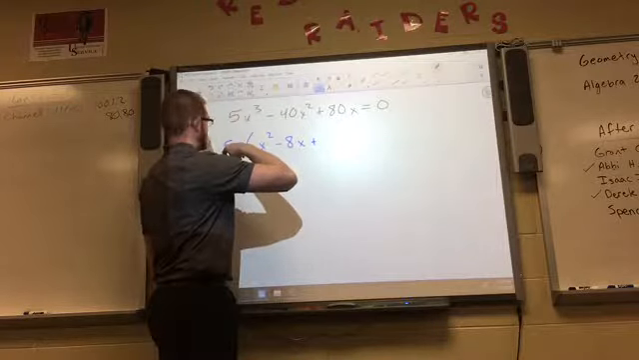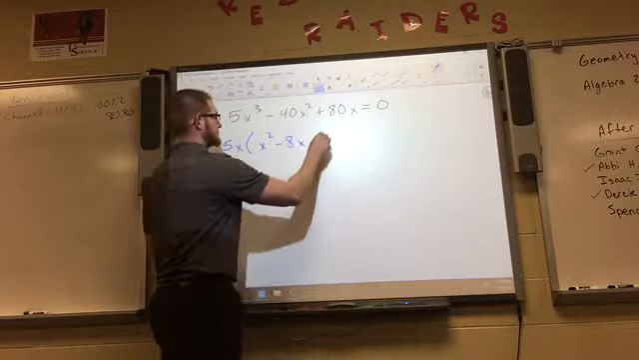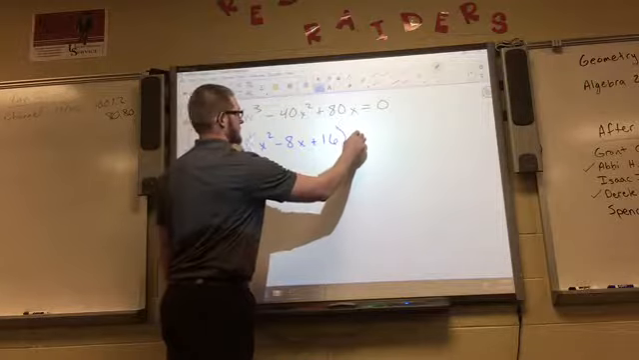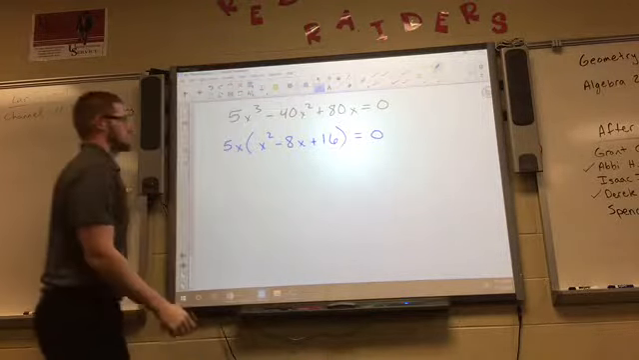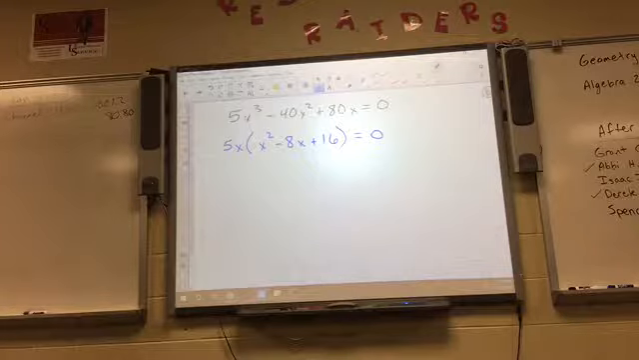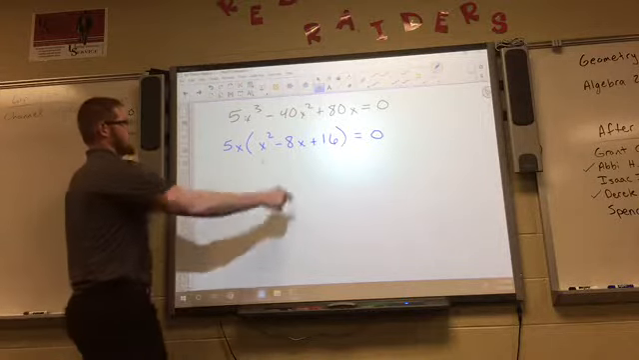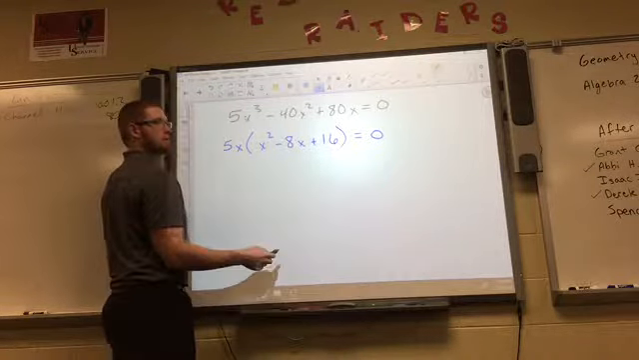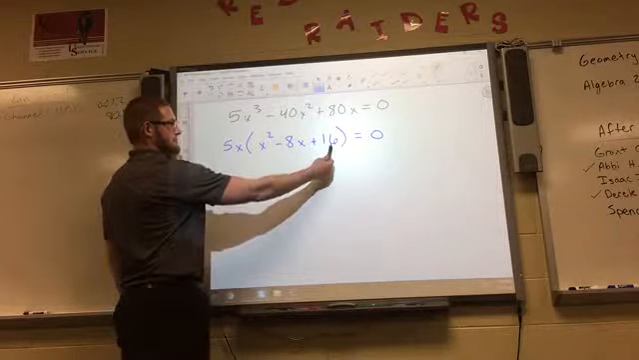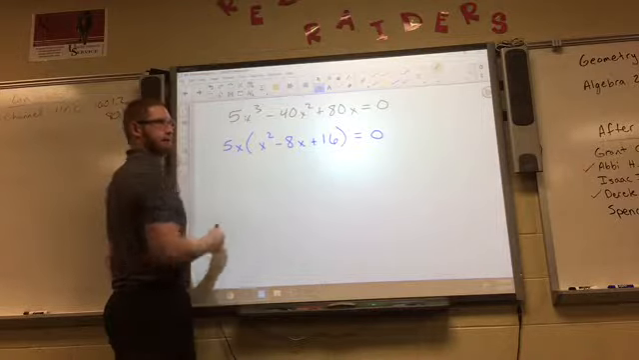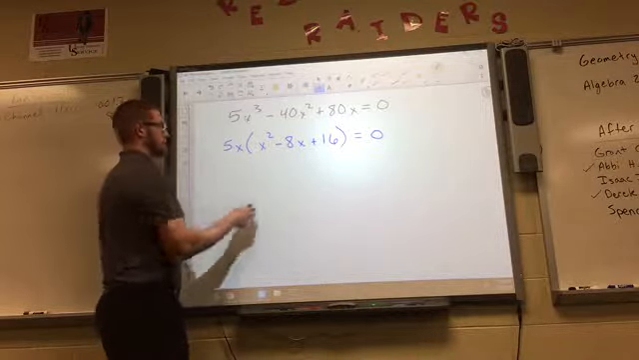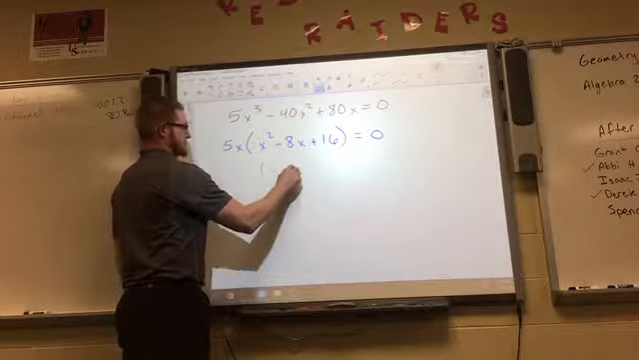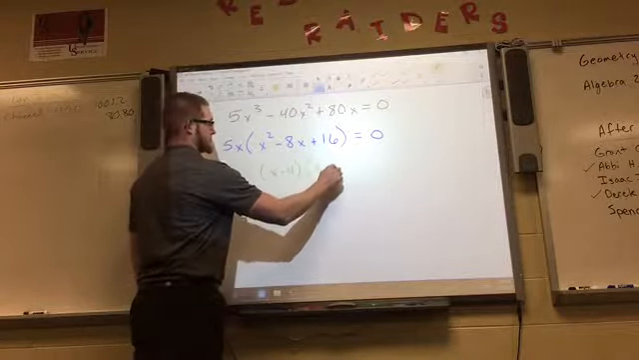Plus 16. And it's still equal to 0. Just like we have been doing with factoring, you want to get it down as far as possible. So now how do I factor this set of parentheses? What multiplies to 16 and adds to negative 8? Negative 4 and negative 4. So I have x minus 4, x minus 4.